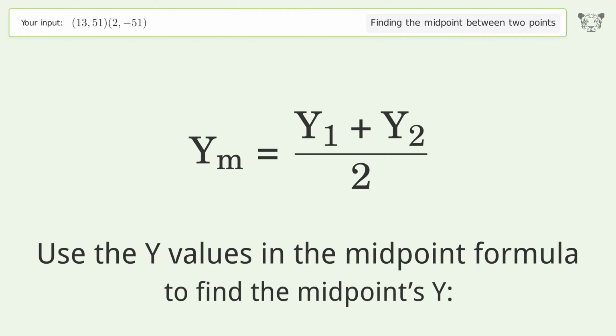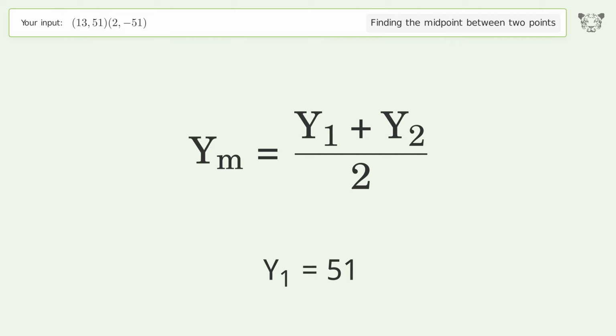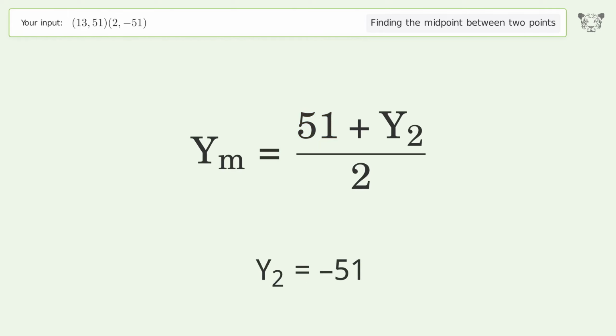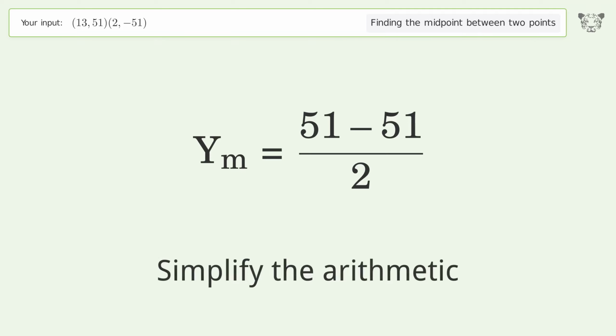Use the y values in the midpoint formula to find the midpoint's y. y1 equals 51. y2 equals negative 51. Simplify the arithmetic.